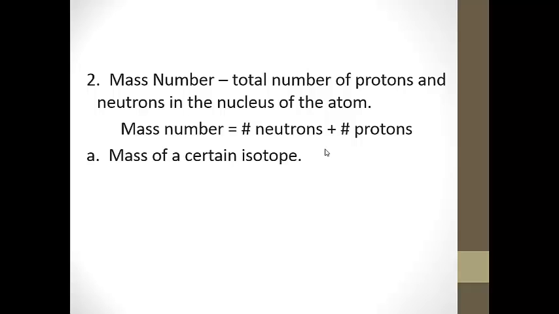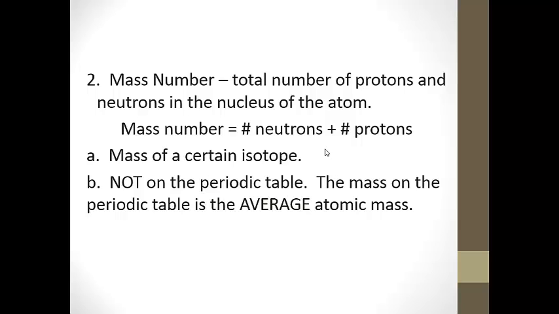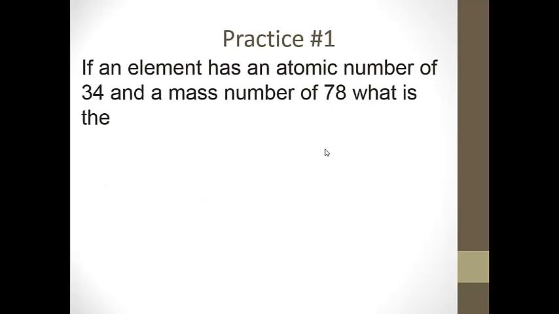The mass number is the mass of a certain isotope, and the mass number technically is not on the periodic table. The mass that you see on your periodic table, because it's in decimals, is an average. So for instance, carbon, 12.01. It is an average mass for carbon. There's actually several different forms of carbon, and they all have a different number of neutrons, which makes the masses different. So we average the masses of the different types of carbon together to get what we see on our periodic table. So we're going to do a practice problem.